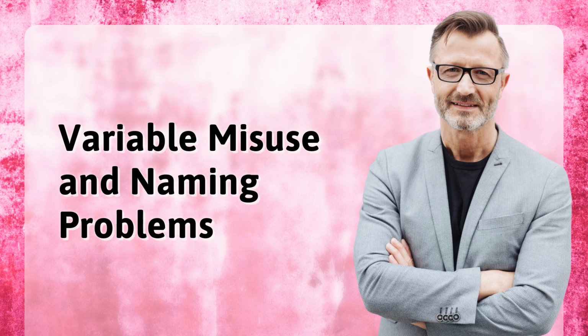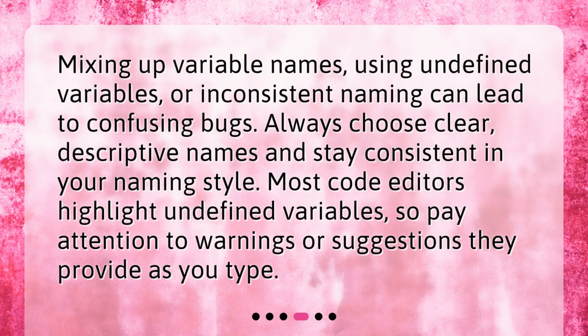Variable misuse and naming problems. Mixing up variable names, using undefined variables, or inconsistent naming can lead to confusing bugs. Always choose clear, descriptive names and stay consistent in your naming style. Most code editors highlight undefined variables, so pay attention to warnings or suggestions they provide as you type.